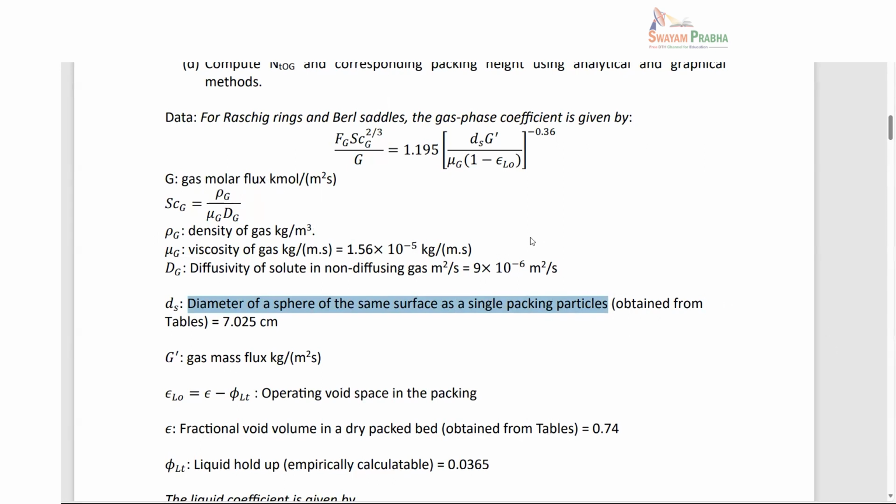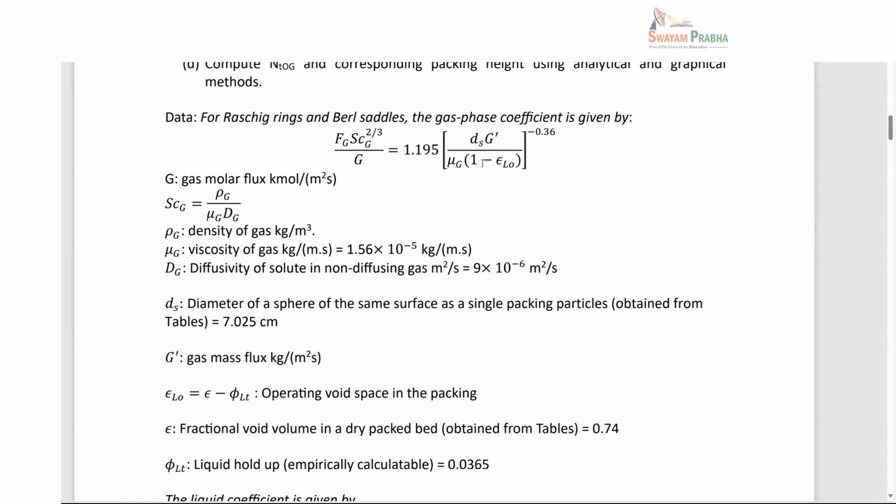So this is something we can obtain from tables because we know the characteristics of the packing material. It's a 50 mm Raschig ring, ceramic. And then G prime, the gas mass flux. The difference between G and G prime is that G is molar flux and G prime is mass flux. G is in kilomole per meter square second, and G prime is in kilogram per meter square per second.